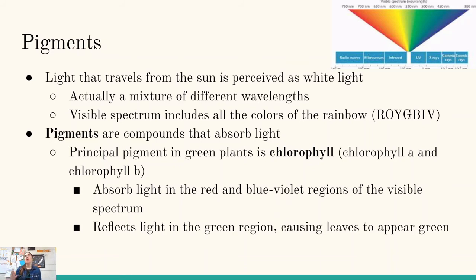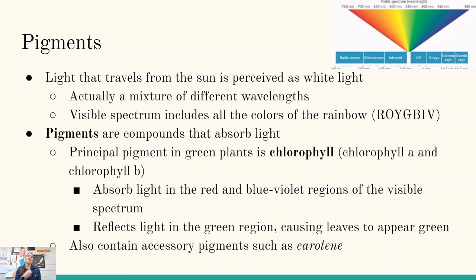Okay, so if you are wearing a red t-shirt, those pigments in your t-shirt are absorbing all of these wavelengths of light on the right side of this spectrum, and they reflect red. So whatever color is being reflected by the pigments, that's what color an object appears.